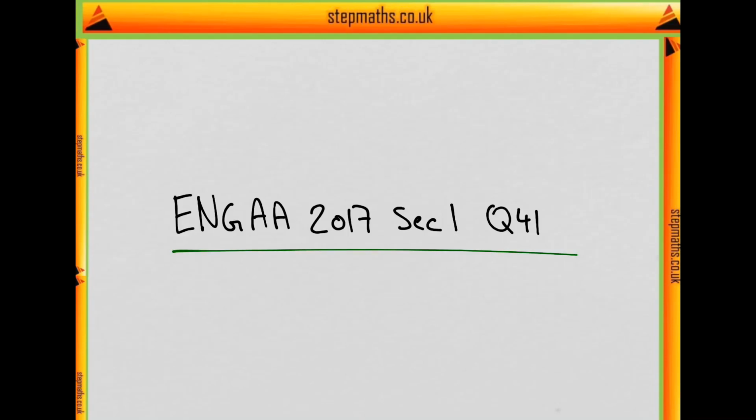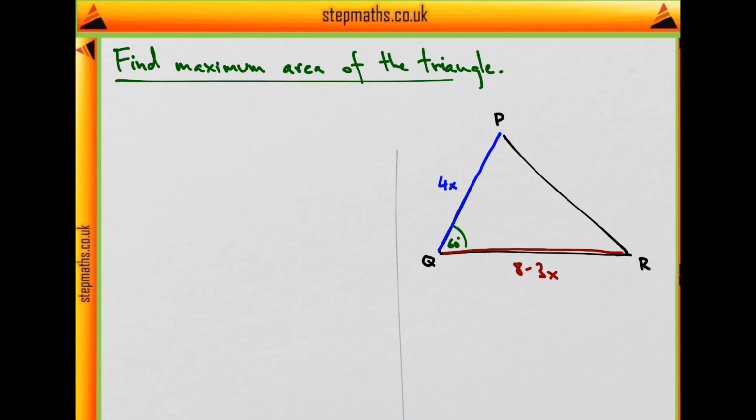In this video, we'll look at question 41 from the 2017 exam. So we are given a triangle PQR, and we know two lengths of its sides. QP equals 4x, and the length of QR is 8 minus 3x. The angle between them is 60 degrees. And we're supposed to find the maximum area this triangle can have, depending on x.